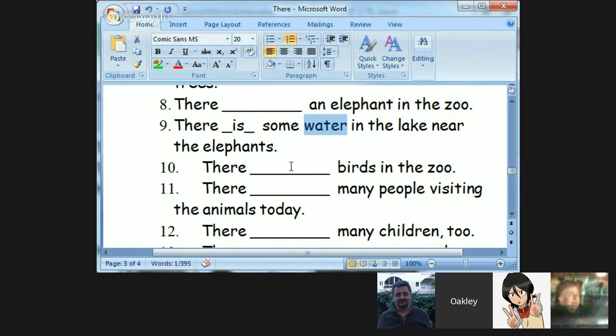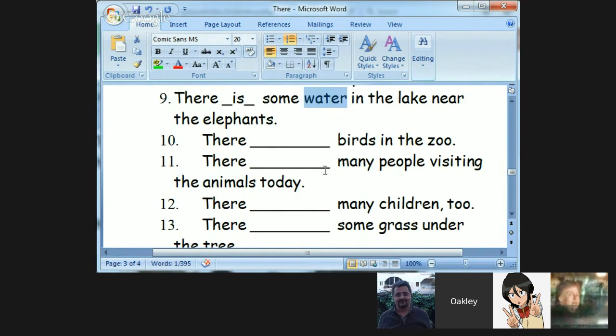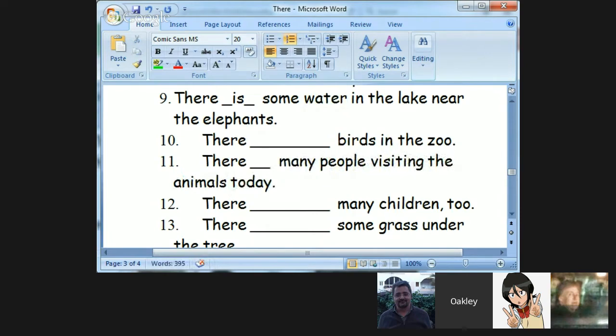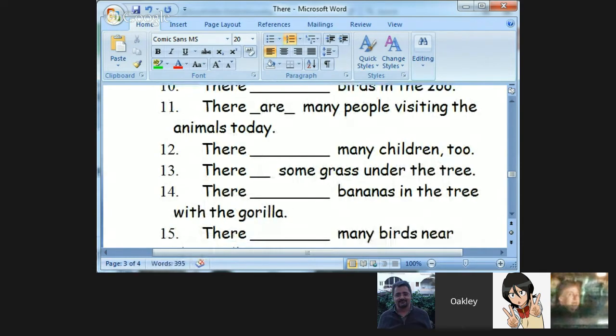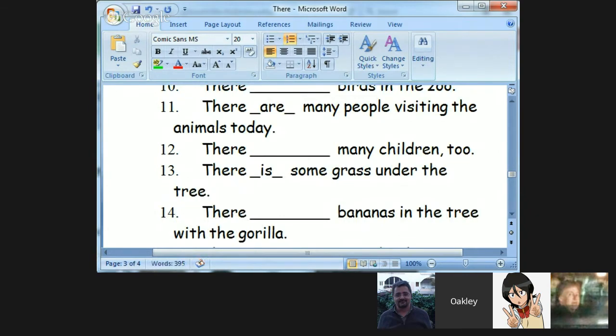So yeah. Okay. How about this one? This one might be a little more challenging. Number 11, Kimura. I think it will be there are many people visiting the animals today. Of course there are. Okay. Vicente. Try this one. There is some grass under the tree. Very good.